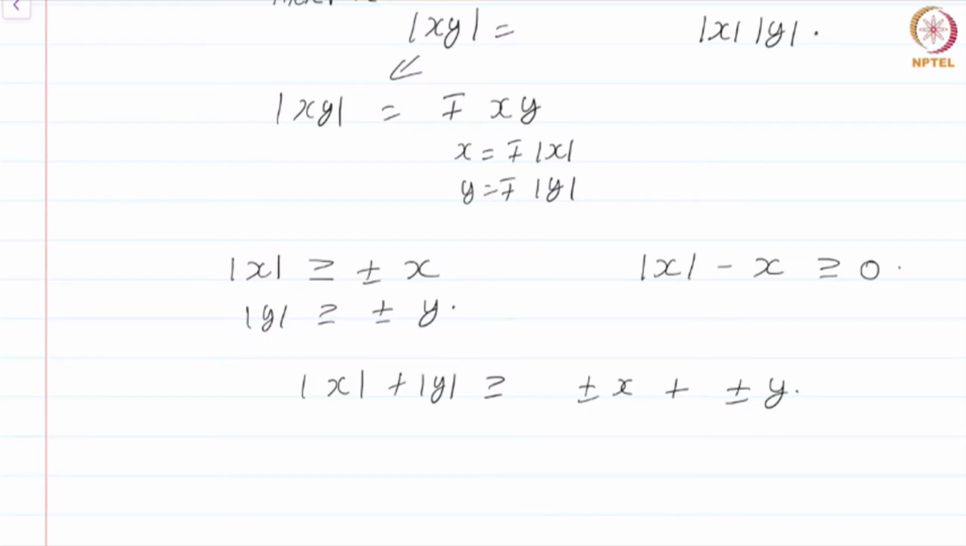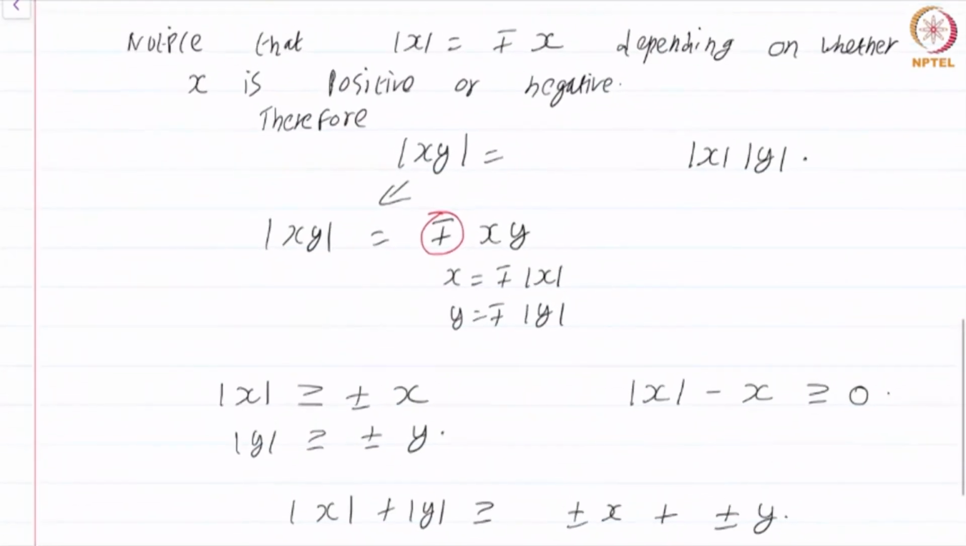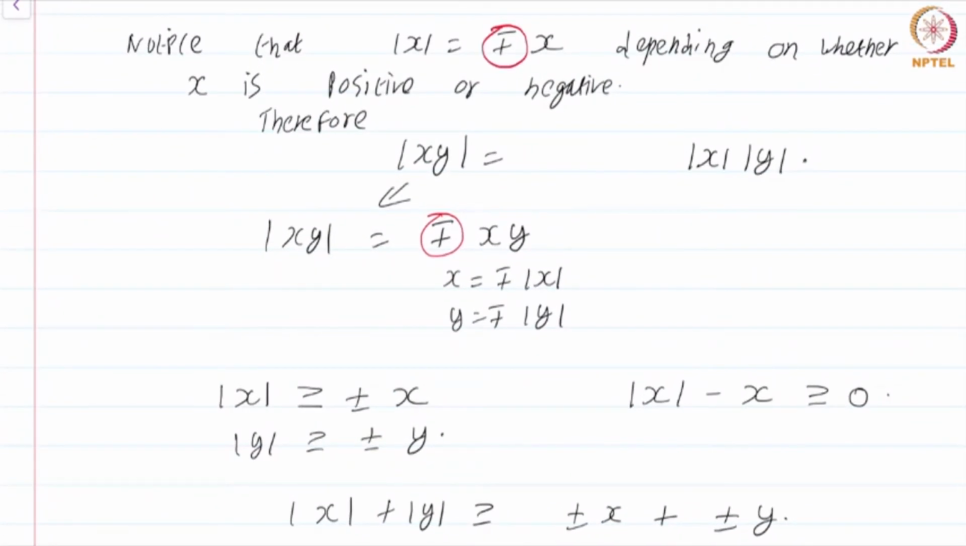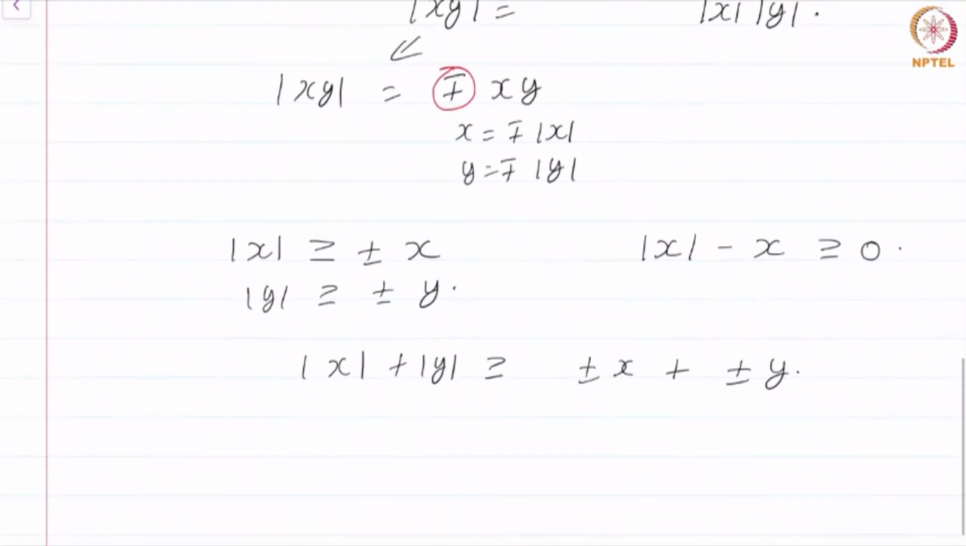First, notice that when I wrote mod xy is plus or minus xy here, or mod x is plus or minus x, I do not mean both possibilities. I just mean that mod x is going to be either plus x or minus x depending on the sign of x. Ditto for mod xy equal to plus or minus xy. But here I am being a bit loose to simplify on the amount of writing.